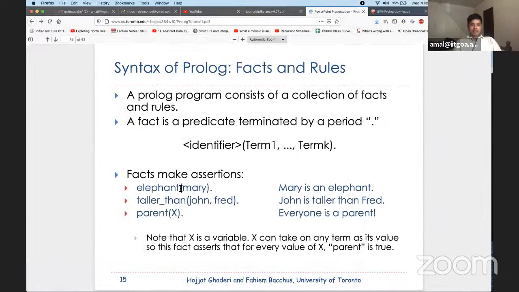Facts make assertions. So I could say elephant of Mary, taller than John Fred, parent of X. If I write parent of X, note that X is a variable. X can take any term as its value. So this fact asserts that for every value of X, parent of X is true.